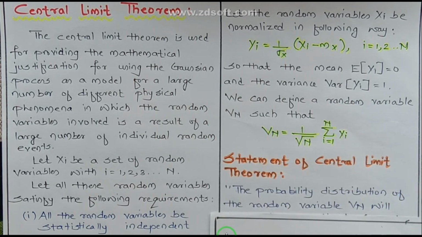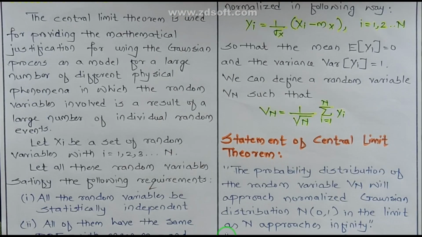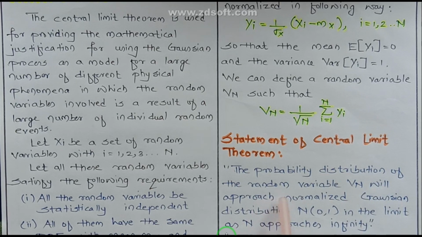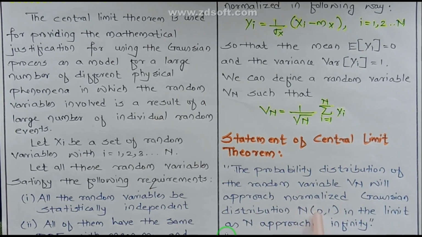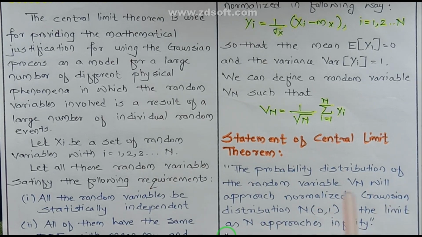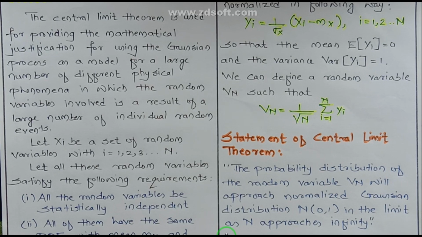This theorem states that the probability distribution of the random variable Vn will approach the normalized Gaussian distribution N(0,1), that is, mean equal to 0 and variance equal to 1, in the limit as n approaches infinity, as the number n of random variables increases to a large value. So I hope you understood the concept.